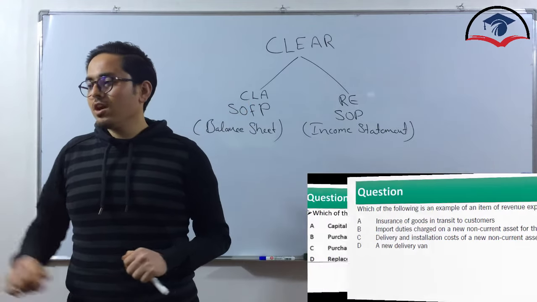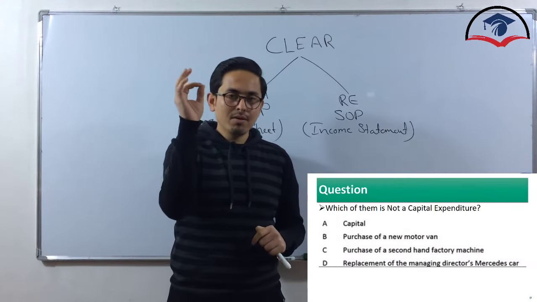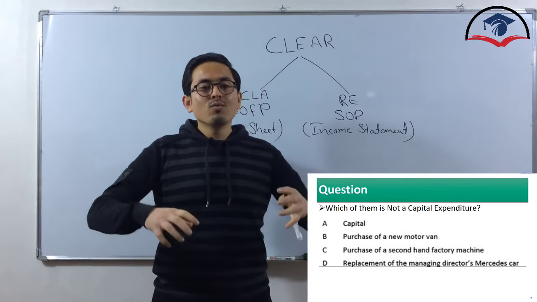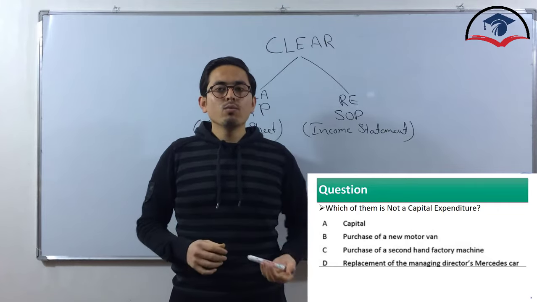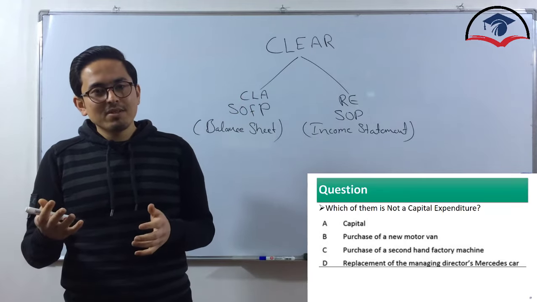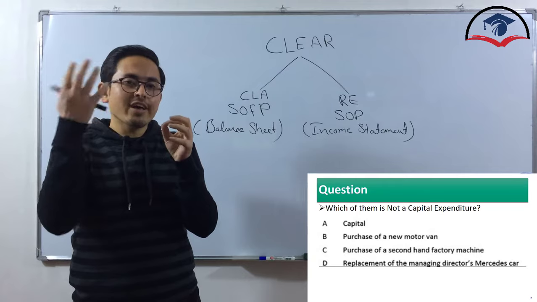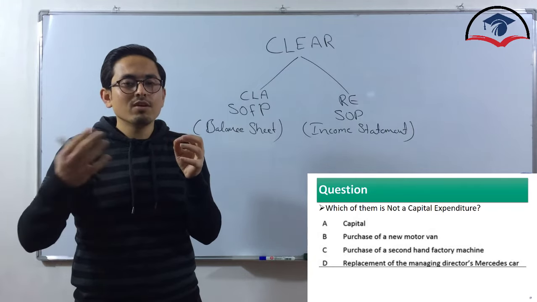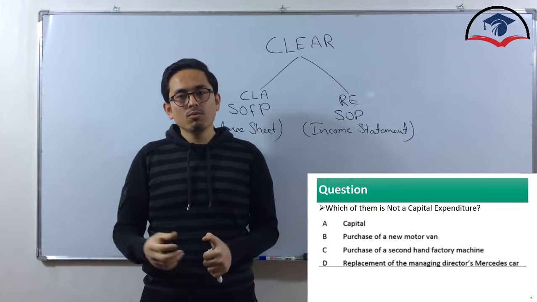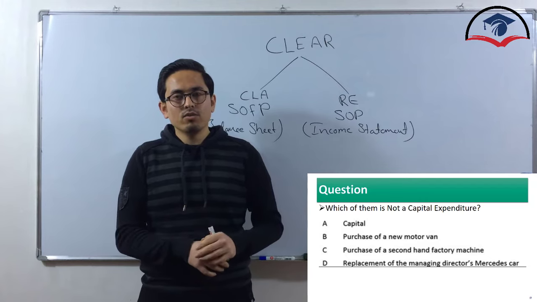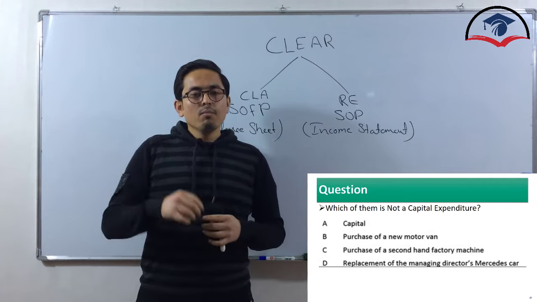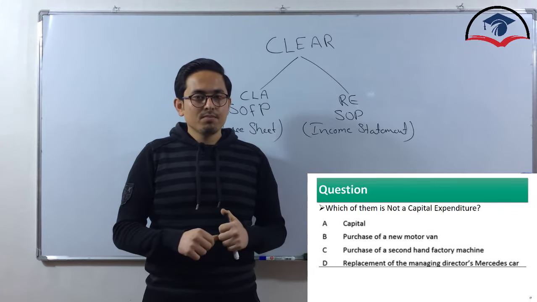We have another question as well, which is a bit tricky. Remember, in professional studies, specifically for certifications, we have questions which play with the words. Here, which of them is not a capital expenditure? So when we say not a capital expenditure, you need to focus: not a capital expenditure. The question is not which of them is a capital expenditure. We have 4 points: capital, purchase of a new motor van, purchase of a second-hand factory machine, replacement of the managing director's Mercedes car. Pause the video, think of that, and come back to me.